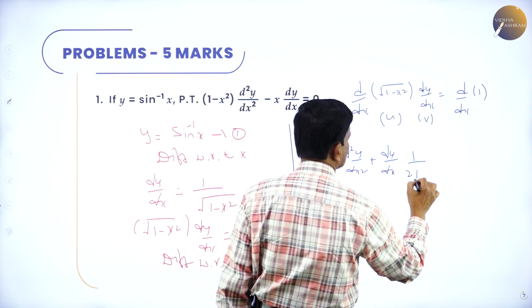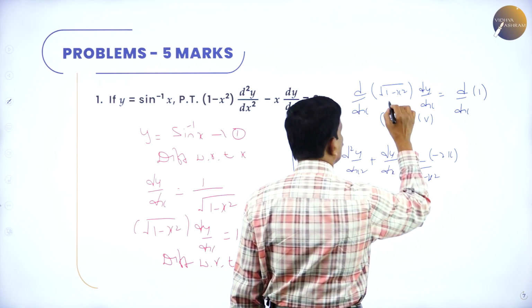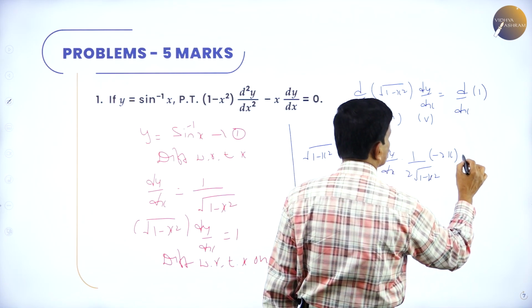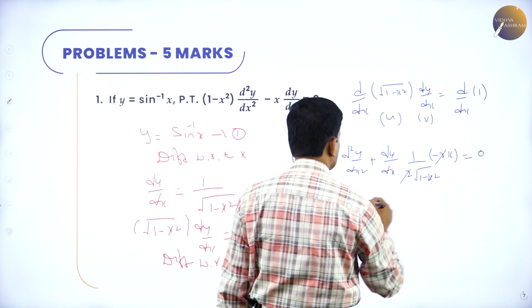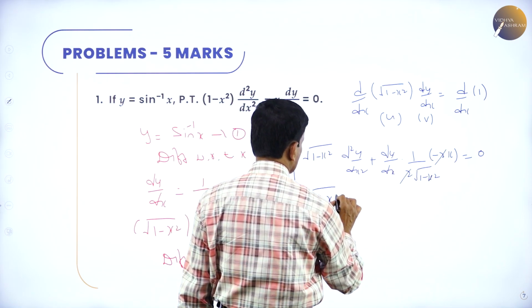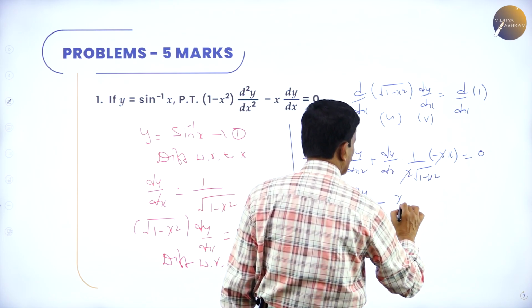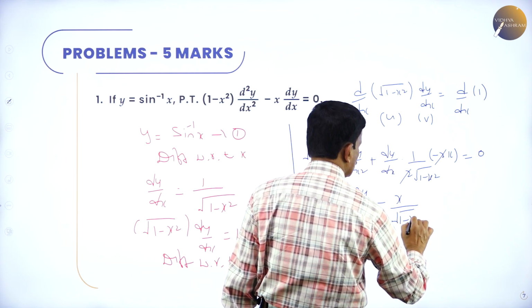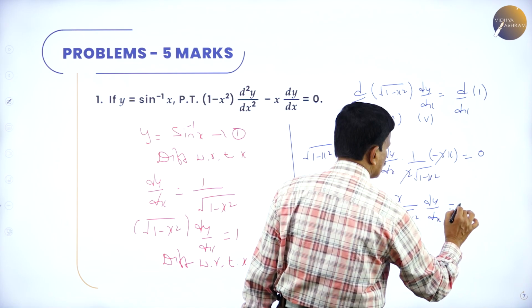Derivative of root x is 1 over 2 root x into d by dx of the inside function. Derivative of 1 is 0, x square is 2x, so minus 2x, and the derivative of a constant is 0. So here this 2 and 2 get cancelled. Root of 1 minus x square into d square y by dx square minus 1 into x is x, into x by root of 1 minus x square into dy by dx is equal to 0.